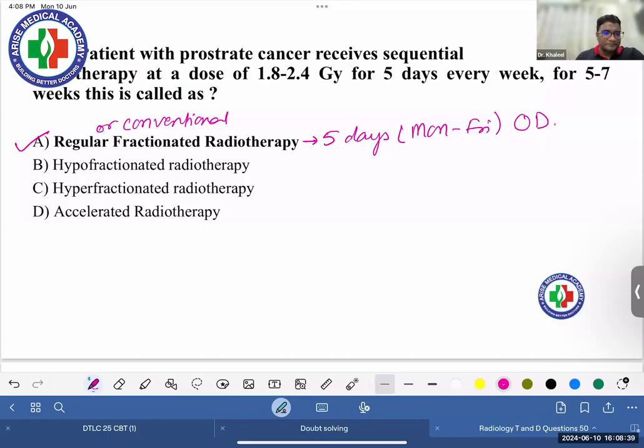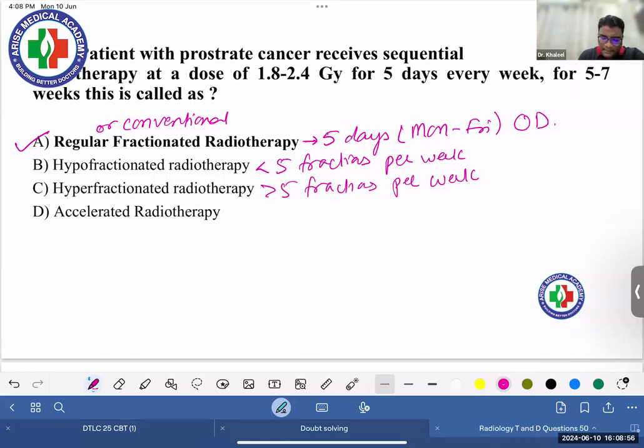Are we clear? Coming to hypofractionated radiotherapy, this is less than 5 fractions per week. Hyperfractionated is more than 5 fractions per week. Accelerated, you complete within 4 to 6 weeks max. So that is how you have different types of radiotherapy.